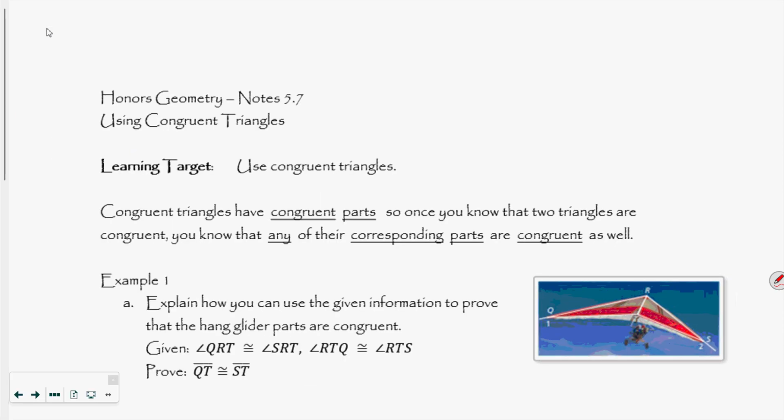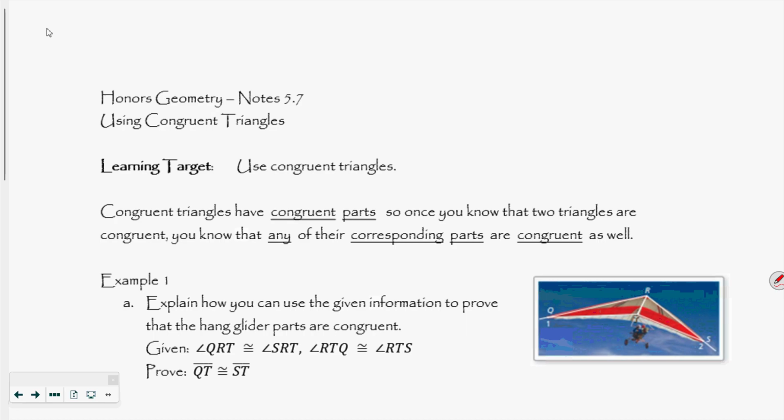Good morning. I have a few brief notes here for our last section of the chapter, section 7. Once we have learned those 5 different ways that we've been working on this week to prove triangles are congruent, there's one other thing we're going to look at: how we can use those congruent triangles. So let's go ahead and get notes out and get started here on your section 7 notes.